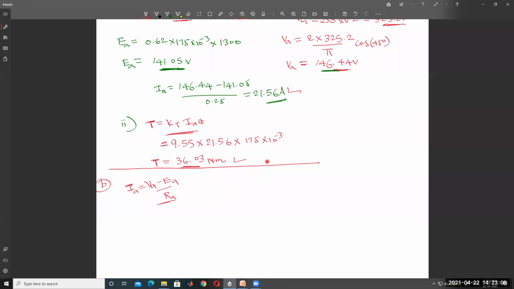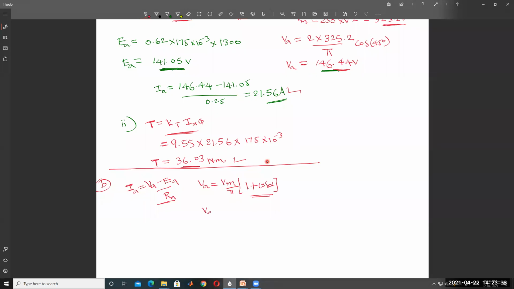So find VA. What is the formula for semi-converter? VA is equal to VM by pi into 1 plus cos alpha. Am I right or not? So this is the formula. Find VA by using calculator and substitute here, and similarly find EA also, and you will get like this.